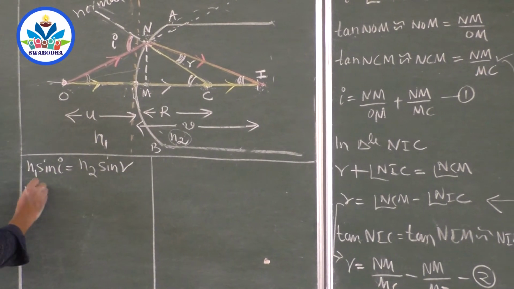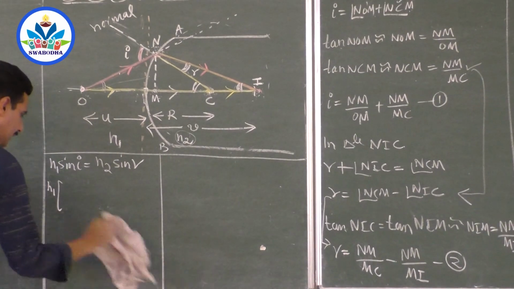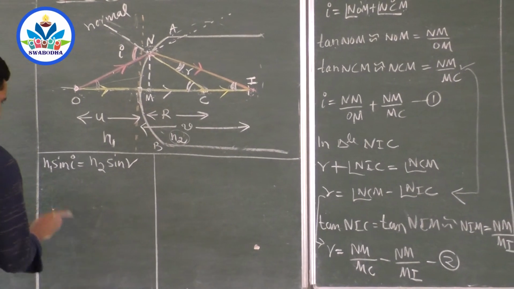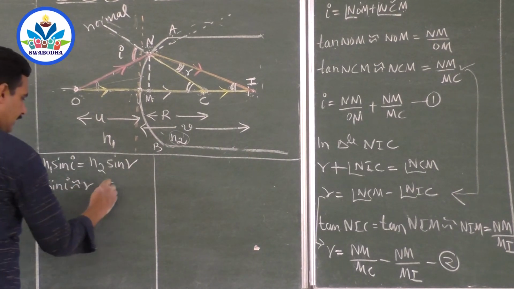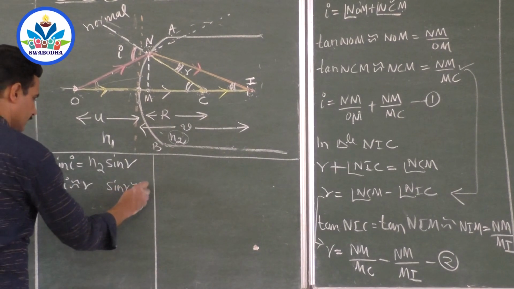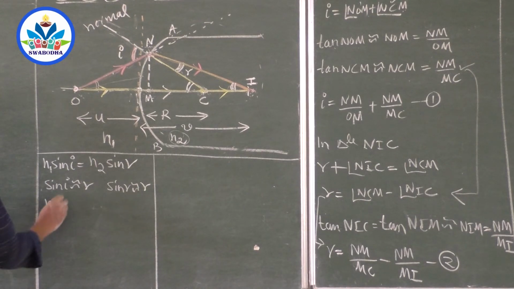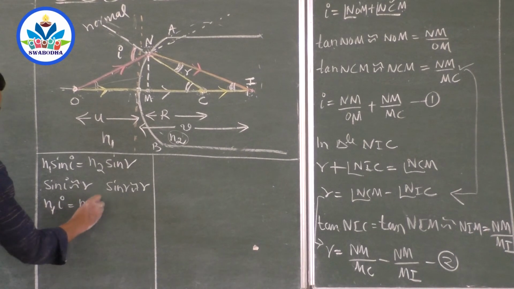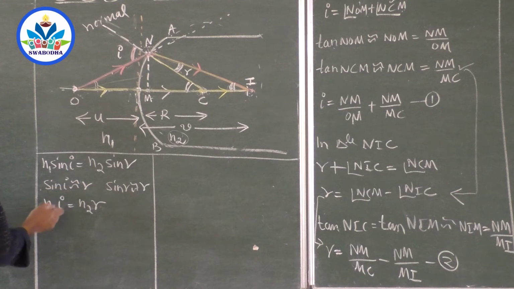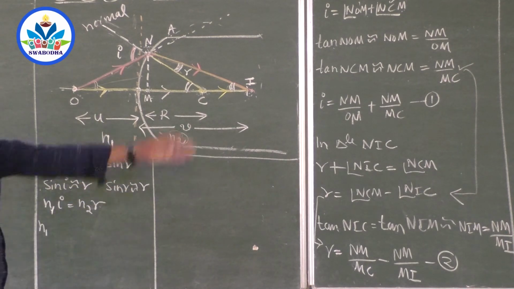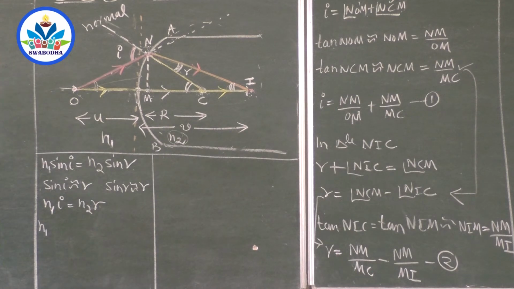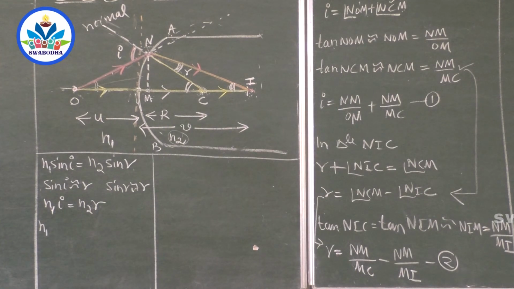Since sin i is almost equal to i and sin r is almost equal to r, when i and r are small, what happens to this formula? n1 i is equal to n2 r. Now n1 into, what is i? We will go back to that. i is NM by OM plus NM by MC.